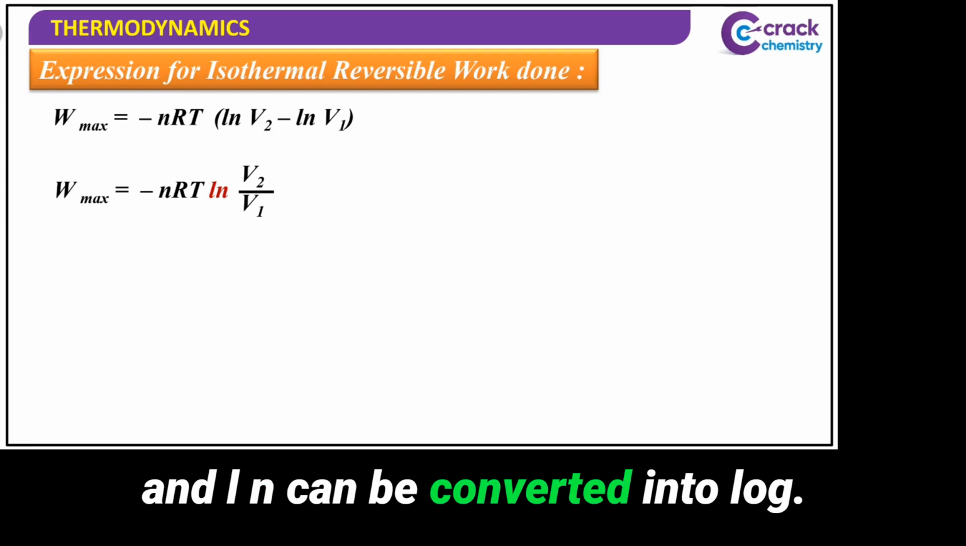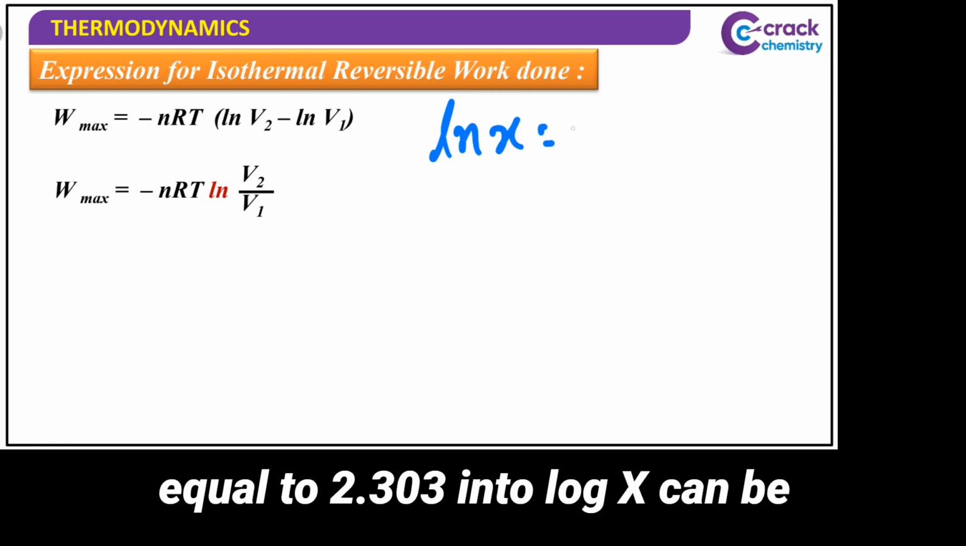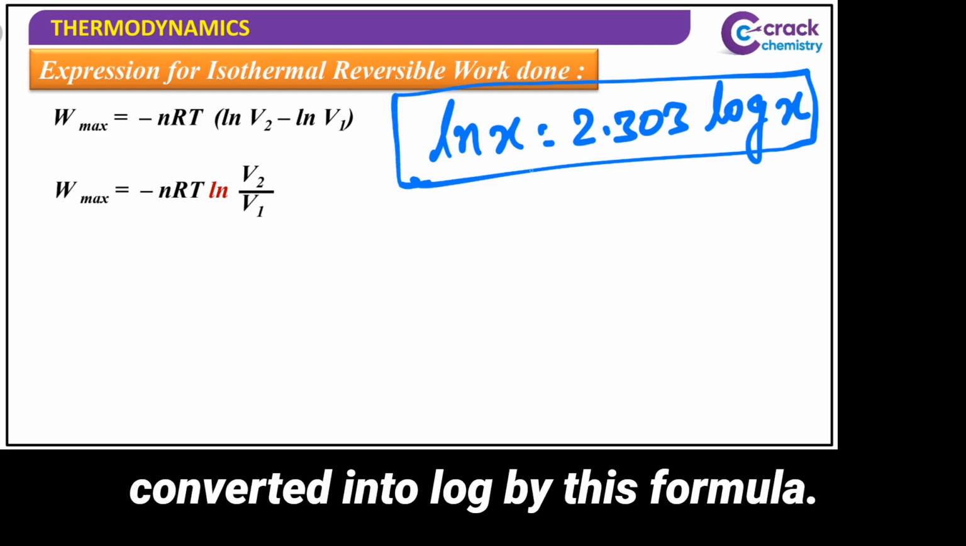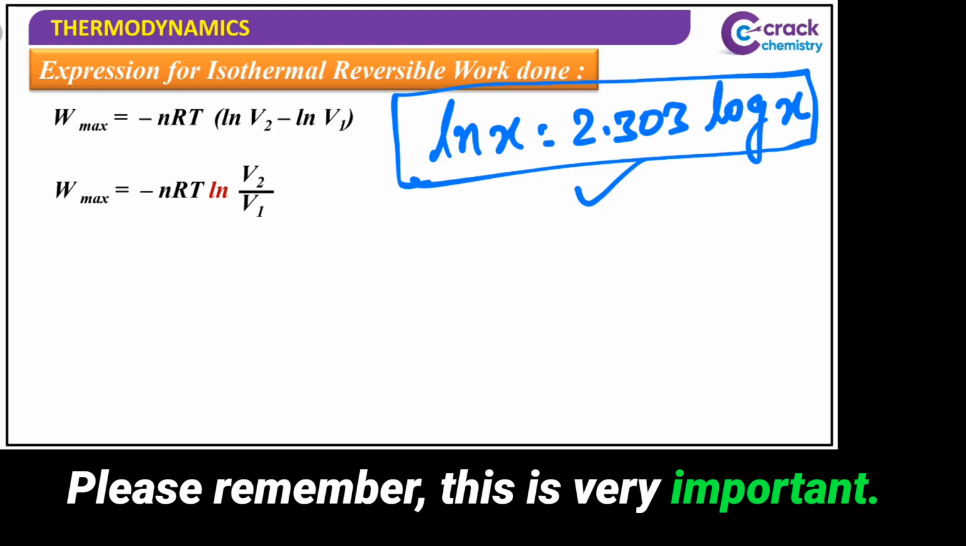And ln can be converted into log. What is the formula? Ln x is equal to 2.303 into log x. Ln can be converted into log by this formula. Please remember, this is very important.